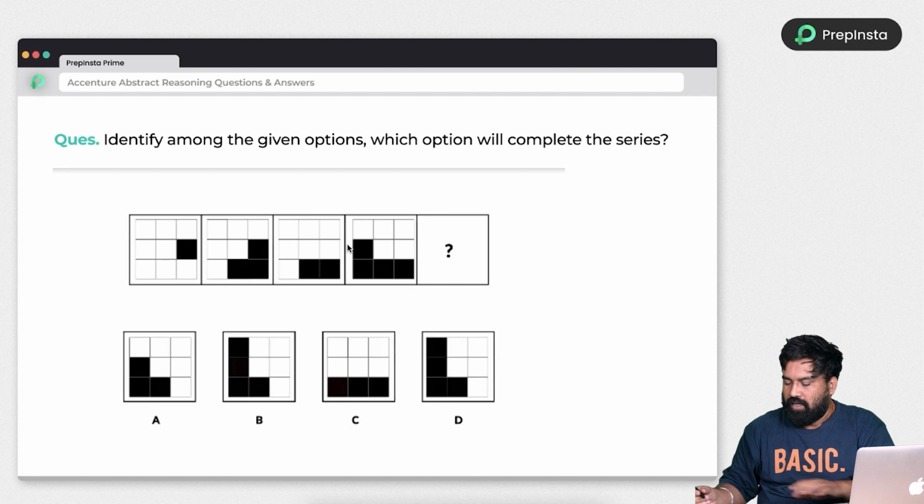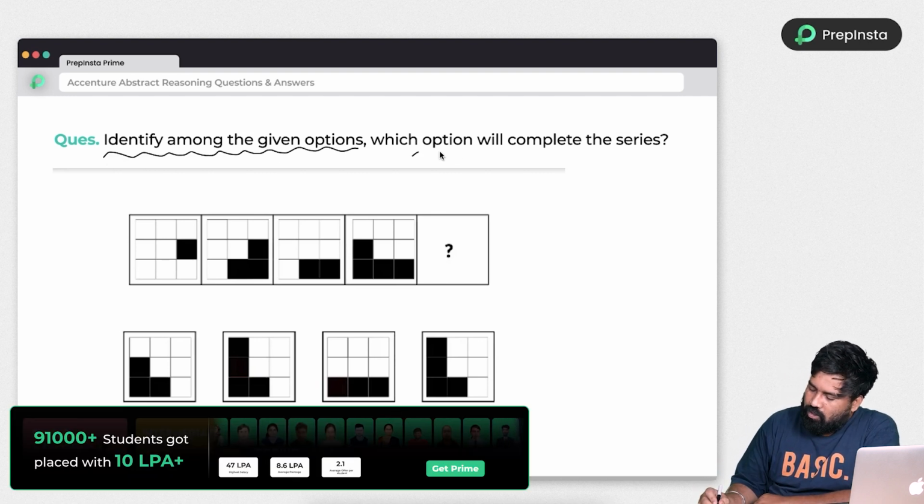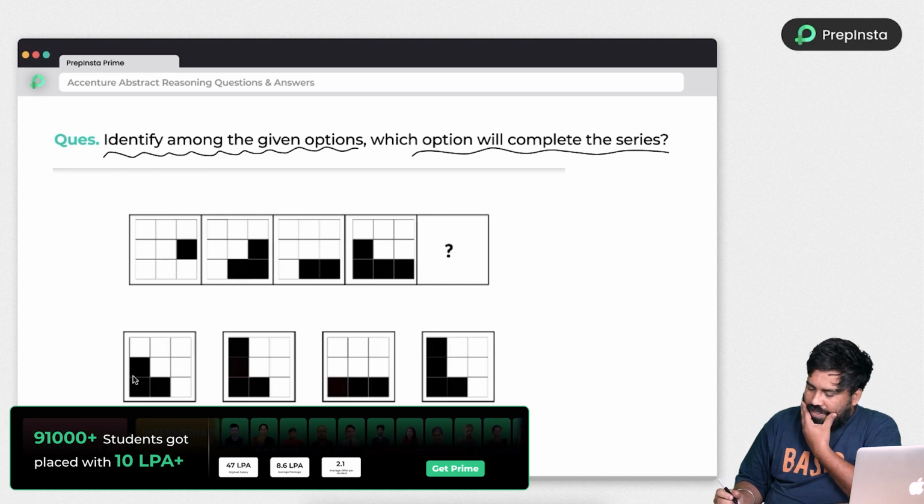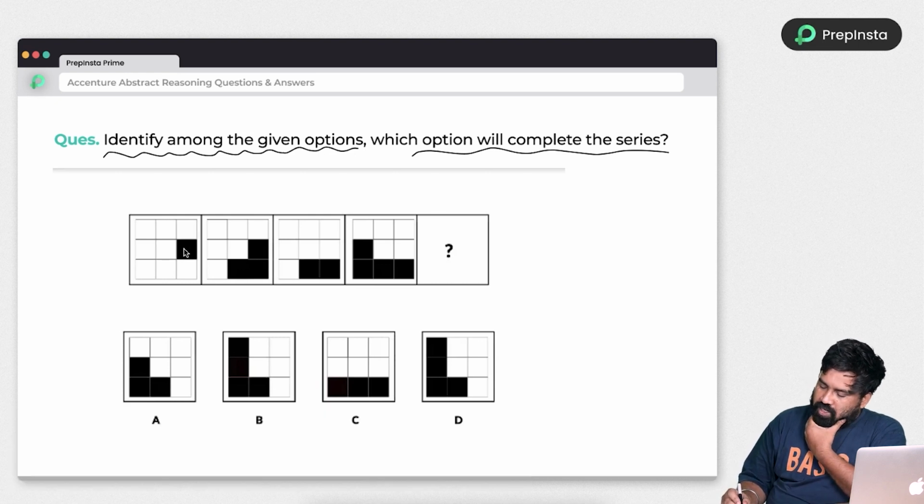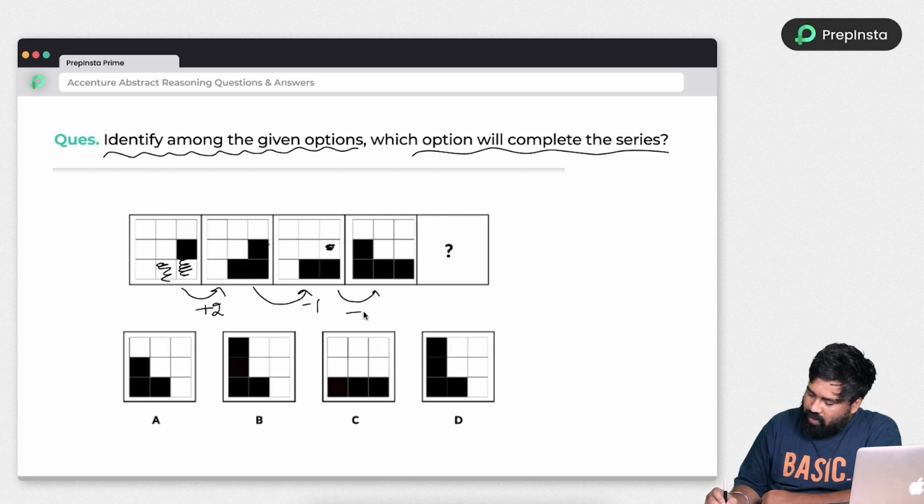Okay. Next. Look at the problem. Identify the amount of the given options, which option completes the series. So just look here, guys. One shaded area is there and the next 2 shaded areas were added. So here plus 2, I can say. And next, if you observe, among these 3, this block is removed, right? So minus 1. One block is removed. Next, if you observe, these 2 shades were there and another 2 are added, plus 2.